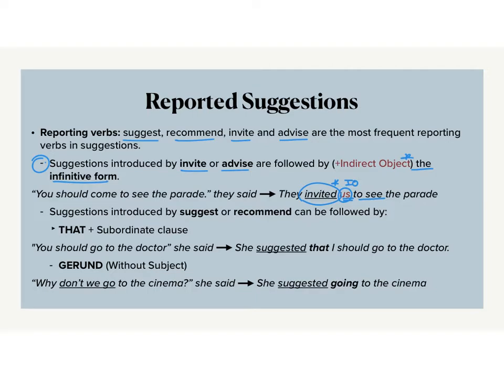In suggestions introduced by suggest or recommend, we need to take into account that they can be followed by that and the subordinate clause. For example, "You should go to the doctor," she said. She suggested that I should go to the doctor. Or by a gerund without the subject. For example, "Why don't we go to the cinema?" She said. She suggested going to the cinema. There is no subject here.